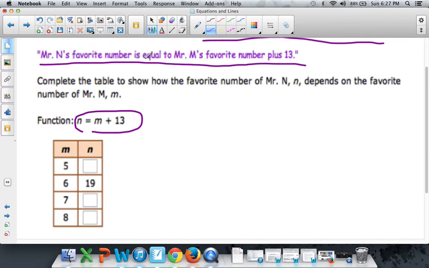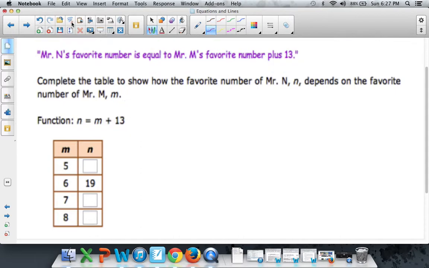N equals M plus 13. So you can see how all these pieces in the sentence come down here to create an equation that you can use to create a table.